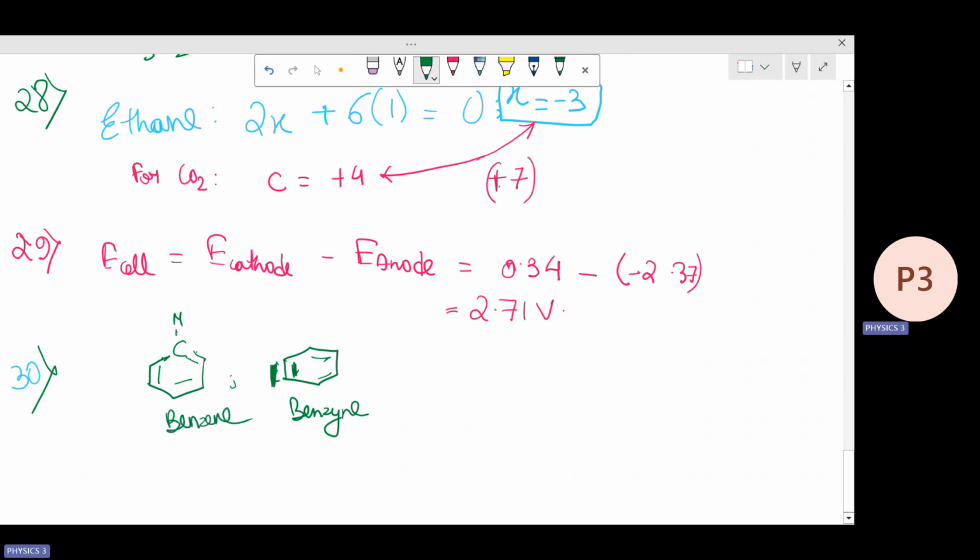The hybridization of the triply bonded carbon is sp2. Definitely it's sp2, because we will be considering this carbon or this carbon. There is no hydrogen. So definitely what will be the hybridization? Sp, 1, 2, 3, 4.